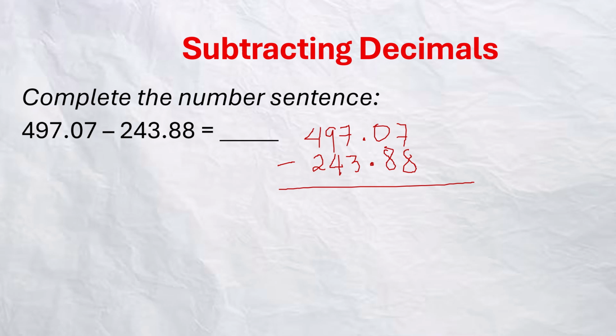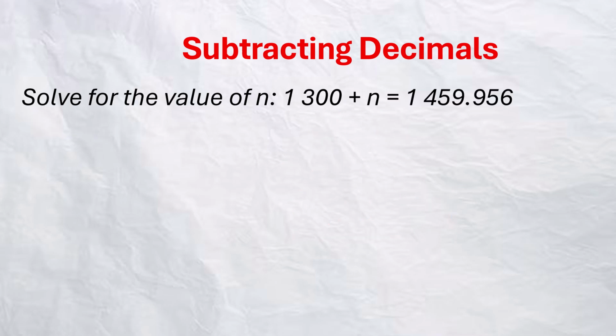7 minus 8 is not possible, so we need to regroup the number 7. 7 here will become 6, 0 here will become 9, and then 7 here will become 17. 17 minus 8 is 9, 9 minus 8 is 1, 6 minus 3 is 3, 9 minus 4 is 5, 4 minus 2 is 2. And then copy or bring down our decimal point. So the answer is 253.19.